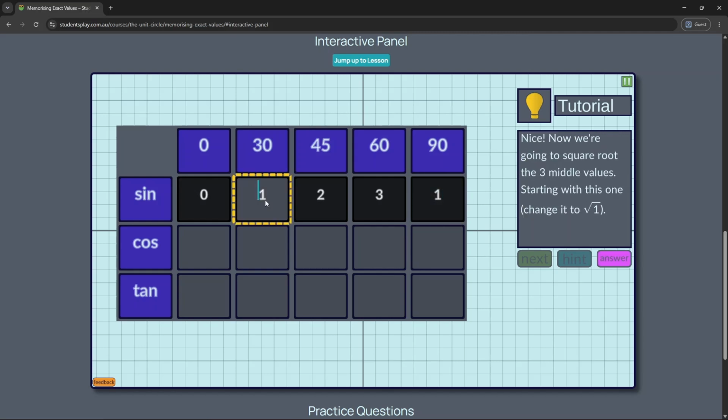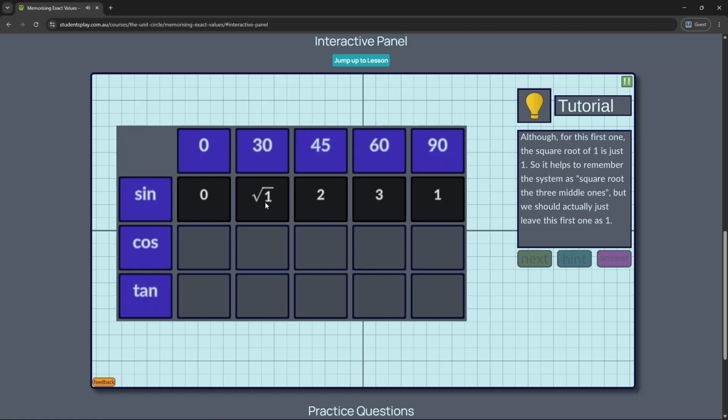Nice, now we're going to square root the 3 middle values, starting with this one. Change it to square root of 1. Okay, so for the square roots, we can't really put the existing thing into it, so we'll just have to go square root of 1, and then backspace that one. Although for this first one, the square root of 1 is just 1. So it helps to remember the system as square root the 3 middle ones, but we should actually just leave this first one as 1. So let's just put this one back to 1.